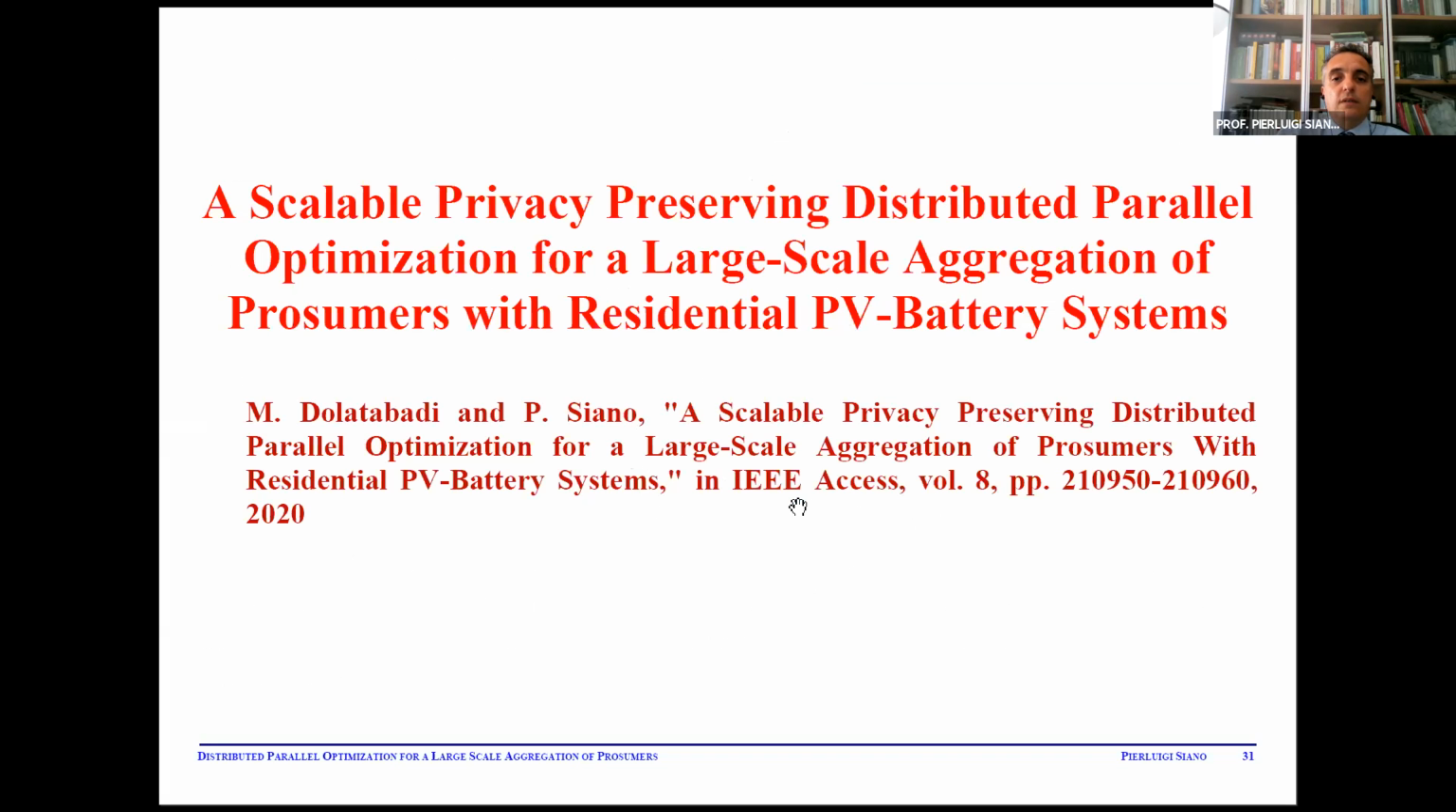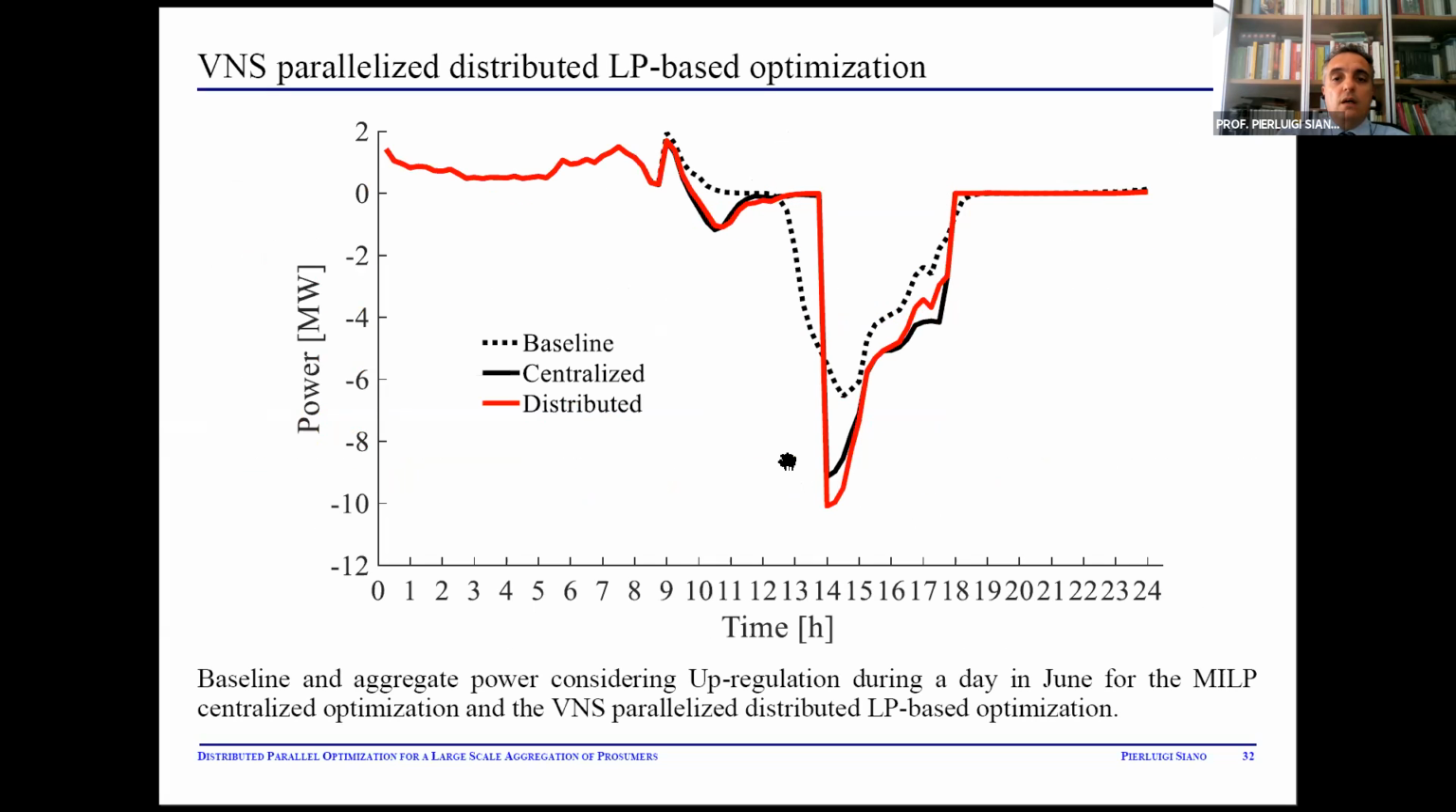Now I will present a similar case considering the scalable privacy-preserving distributed parallel optimization. More details can be found in this paper. Also in this case, considering an energy community of 2,000 prosumers, we can see a comparison between the centralized and distributed approach. This is the optimization.